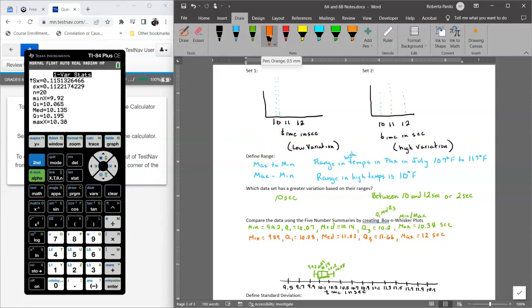9.89, so that actually starts about right here for 9.89. And then we have 10.38. Oh, I'm sorry. Yeah, 10.38, which is the same 10.38 for the maximum here. So we have 10.38 is the beginning of our box. This is all the whisker. And then 11.02, so that's about just before the 11.1, so somewhere right here. And then 11.66.